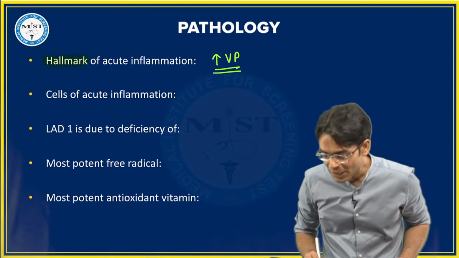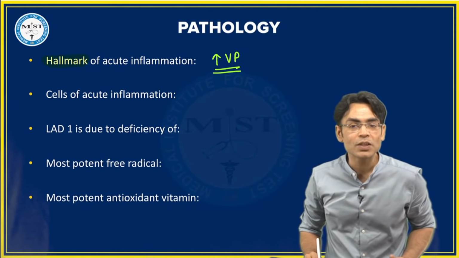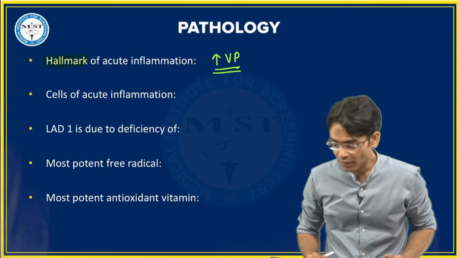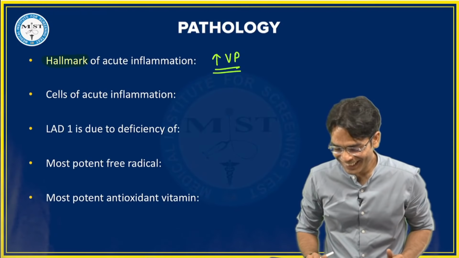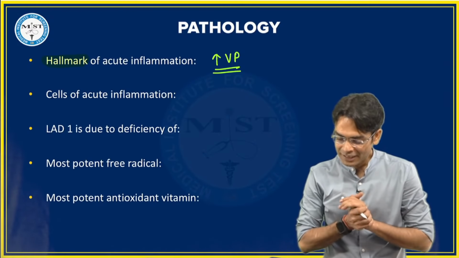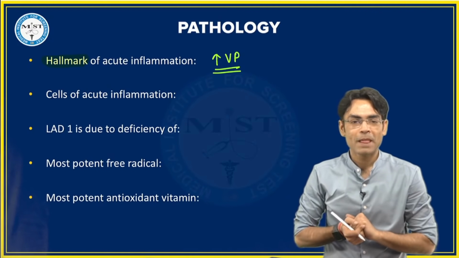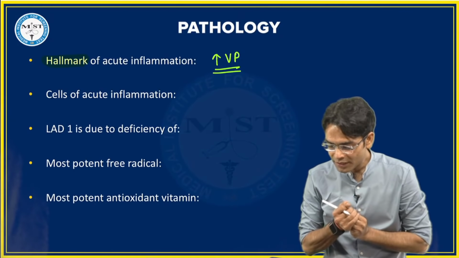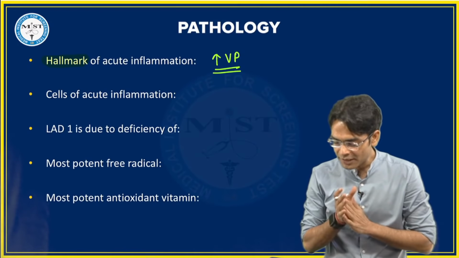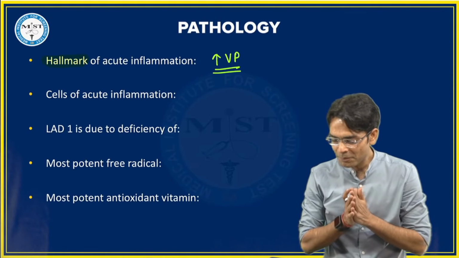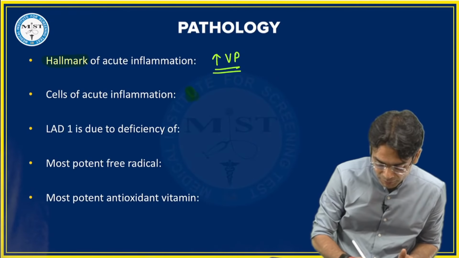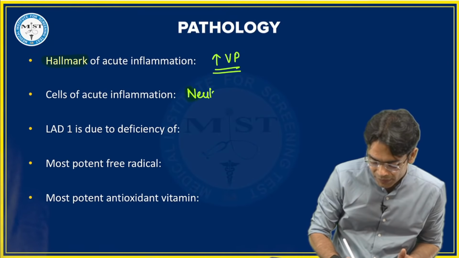Next, cells of acute inflammation. What are the cells of acute inflammation? Tell me quickly. We are talking about acute inflammation here. No, in acute inflammation, we are not. Jeff, you are right. Ritvika, Arnab, Manoj, Faizan, Onkar. Thumbs up. So the cells of acute inflammation, that's going to be your neutrophils.